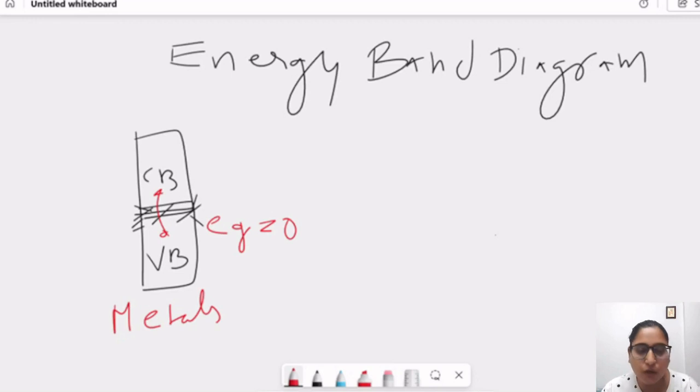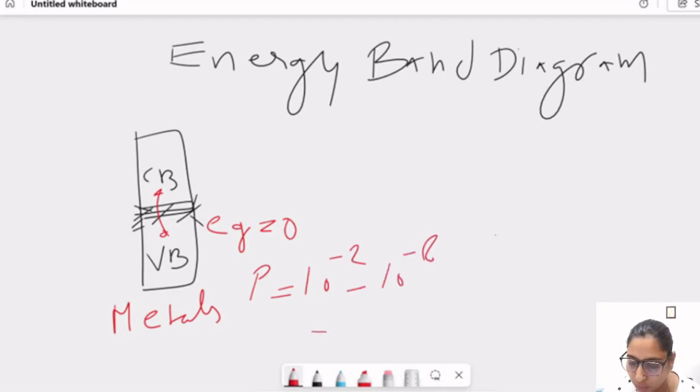So the conductivity of metals is, we know, very high, and the resistivity of metals is very low. The resistivity of metals is near about 10 to the power minus 2 to 10 to the power minus 8 ohm meters. Clear? Now second, we will discuss insulators.